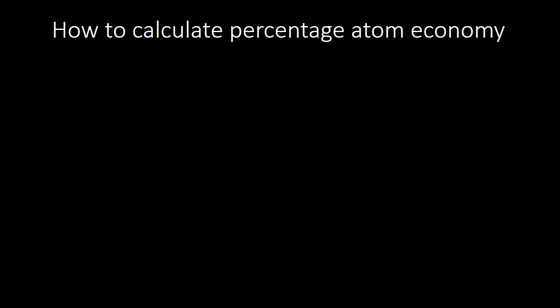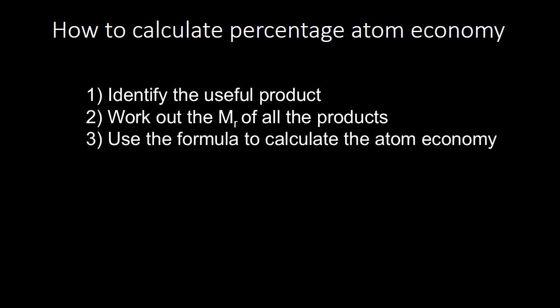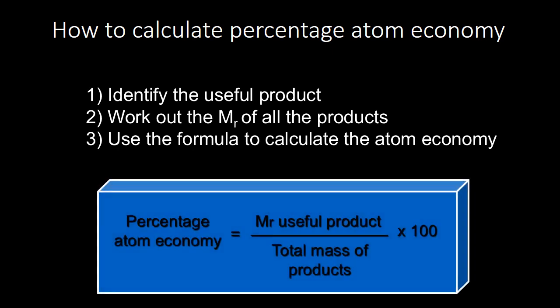So how do we calculate percentage atom economy? Well, first you identify what the useful product is, then you work out the relative formula mass of all the products and use the formula to calculate the atom economy. And the formula is as follows. Percentage atom economy equals the relative formula mass of useful product divided by total mass of all the products, and then you multiply that by 100. And therefore you get the answer as a percentage.